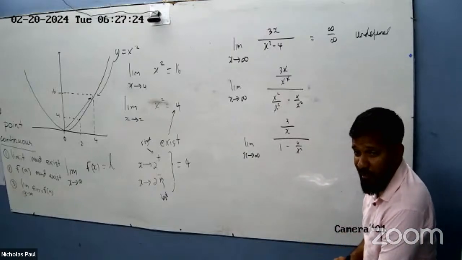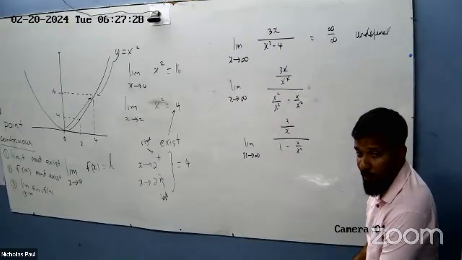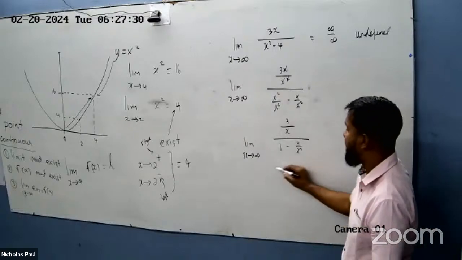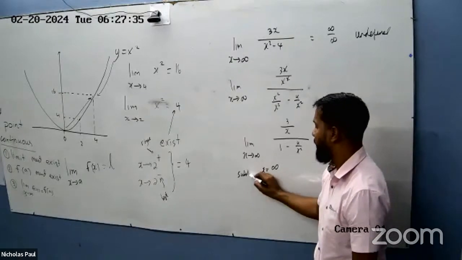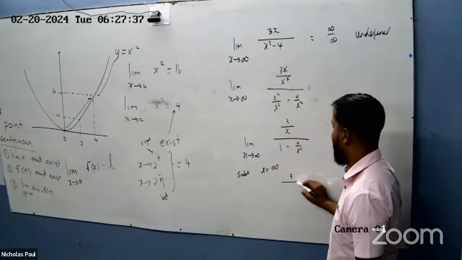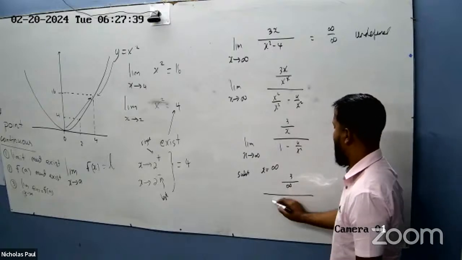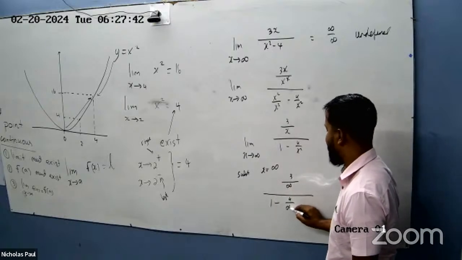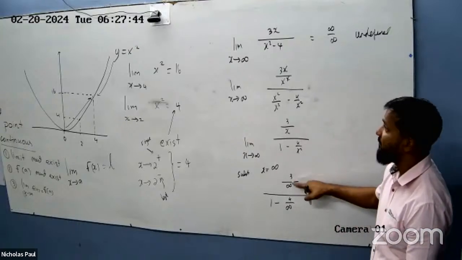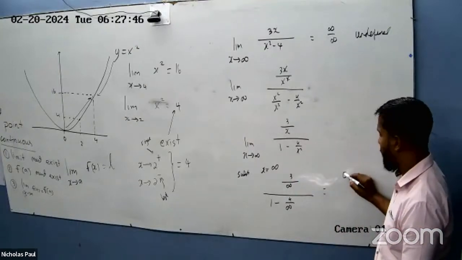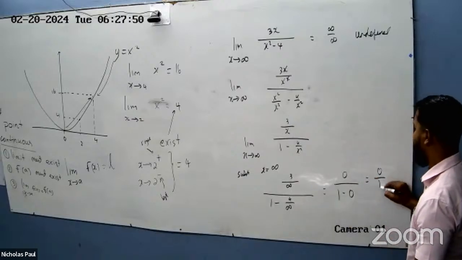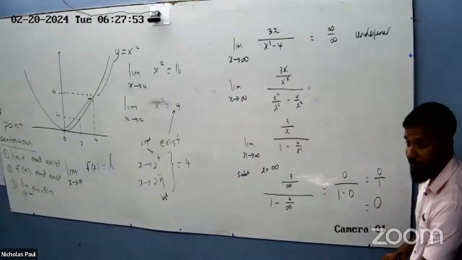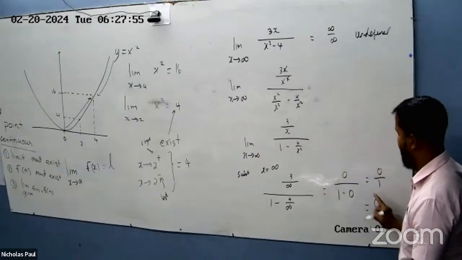That's okay? Follow what I did? Next step, let's substitute x is infinity. So I'm going to put 3 over infinity, 1 minus 4 over infinity. Anything divided by infinity is what? Anything divided by infinity is 0. So you get 0 over 1, which is 0. So the limit of this is 0.